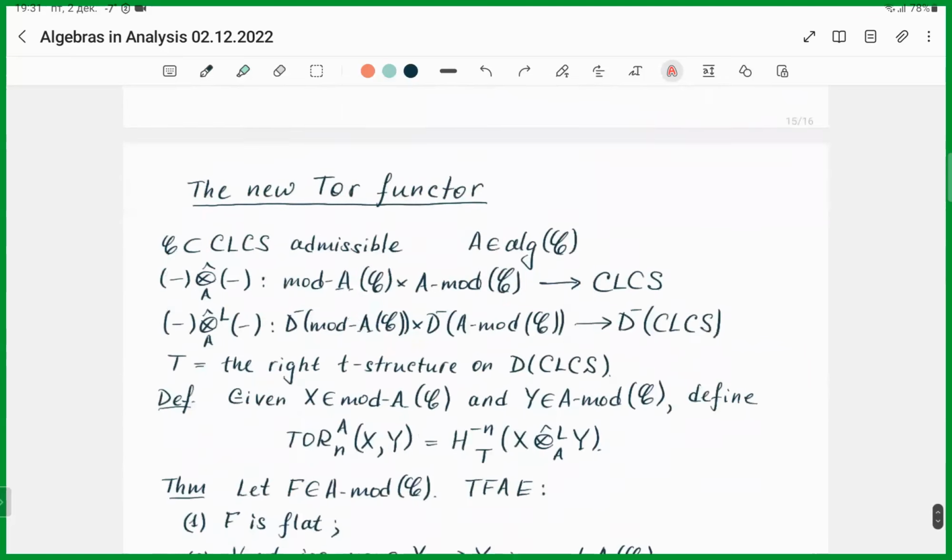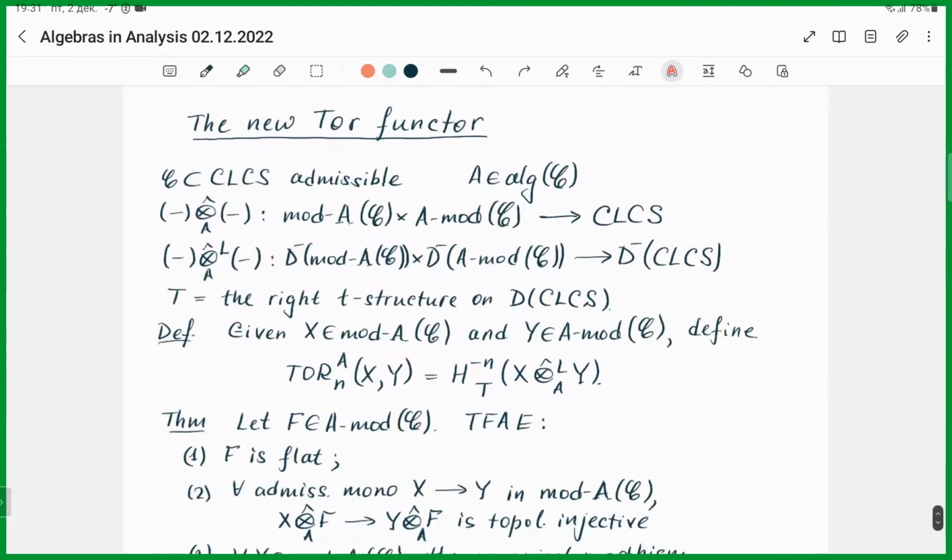Okay, so now I come to the end of my talk. Now we can define the new Tor functor. So we fix an admissible subcategory of the category of all complete locally convex spaces. Suppose that A is a topological algebra whose underlying space belongs to C. And we consider the projective tensor product functor, or more exactly, projective tensor product bifunctor, which acts from the product of the category of right topological modules and the left topological modules to the category of complete locally convex spaces.